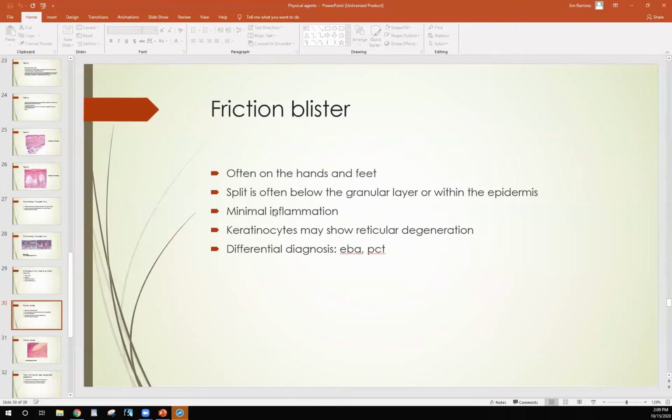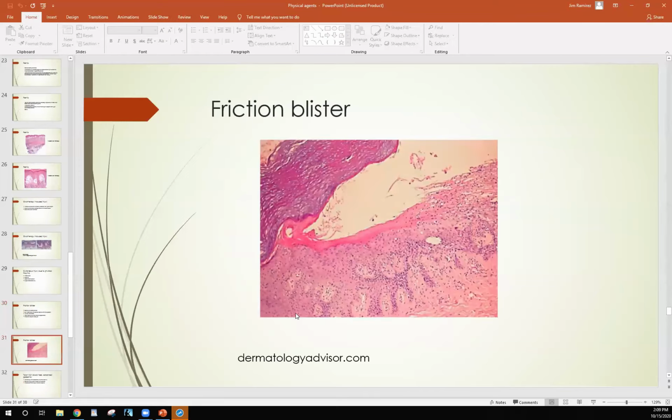Minimal inflammation compared to other inflammatory immunobullous processes. The keratinocytes may show some reticular degeneration, but not always. And if the split's low enough, you can think of epidermolysis bullosa acquisita or PCT, porphyria cutanea tarda, as far as the differential. So this is what I mean when the split occurs higher up in a friction blister, basically right in or below the granular layer here, maybe some reticular degeneration of the keratinocytes there with inflammatory crust, but really not much as far as inflammation going on underneath.